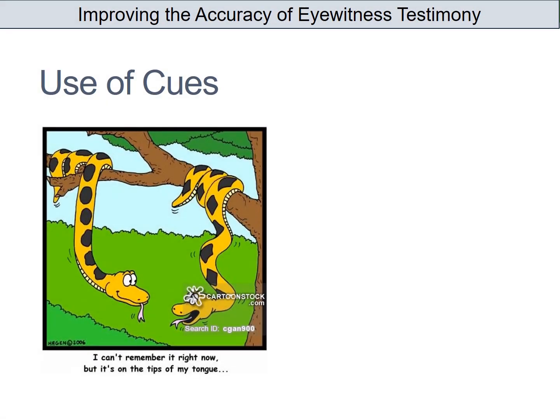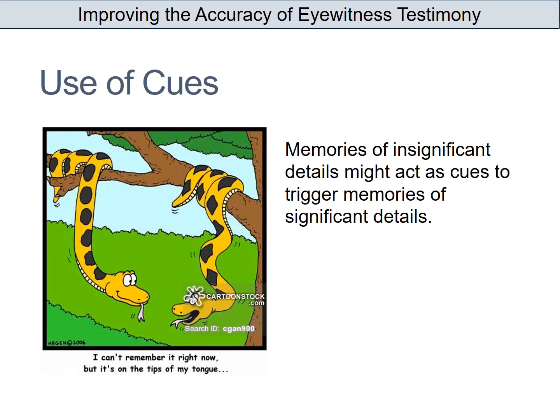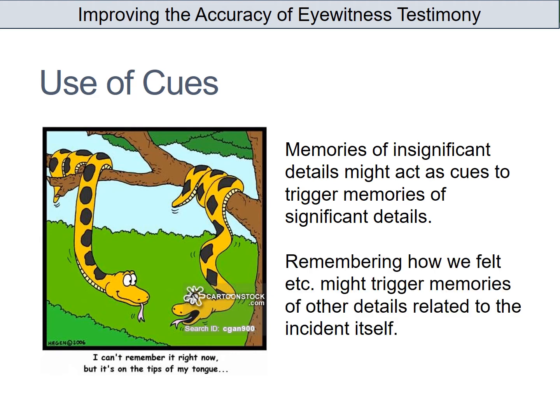Now, the way in which these 2 components work is through the use of cues. So we looked at the importance of cues when we were looking at explanations for forgetting, and both of these components work on the idea that one thing might trigger the memory of another thing. So insignificant details, for example, when you ask someone to recall everything, might trigger memories of more significant details. Equally, if you ask someone to imagine what they felt like when they were back in that situation when the crime or the incident was happening, those memories of how they felt might trigger memories of other details which are related to the actual incident itself.